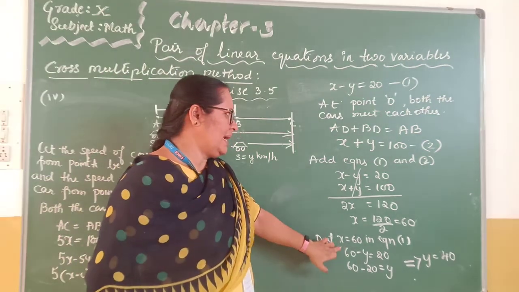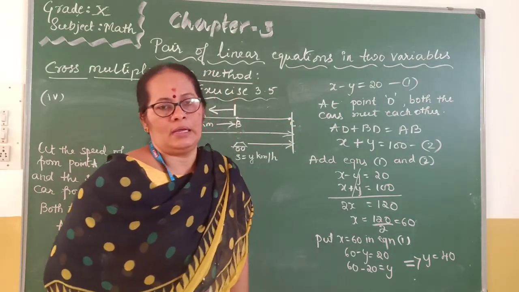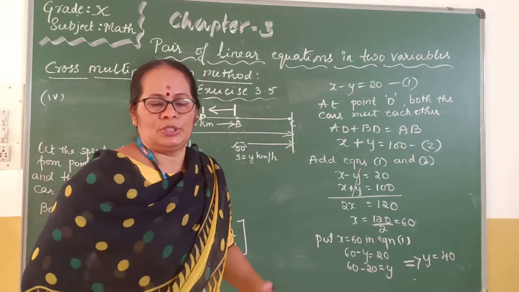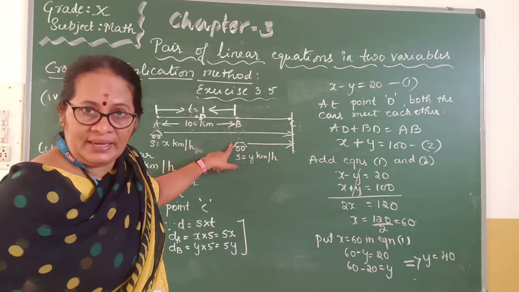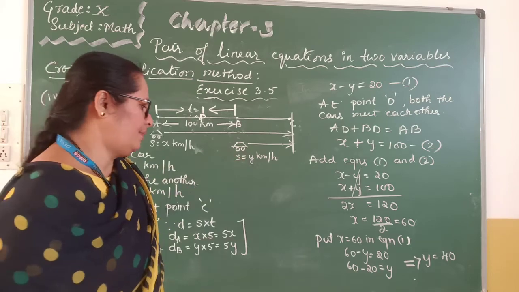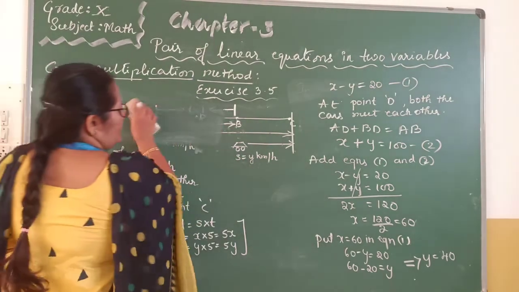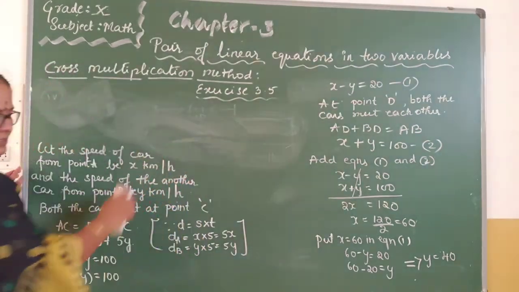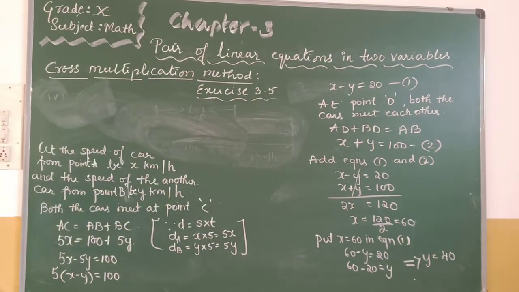Then substitute this x value in any one of the equations, and you will get y equals 40. So that is the speed of the other car which started from point B. Therefore, the final answer is compulsory. For all word problems you have to write the final answer.